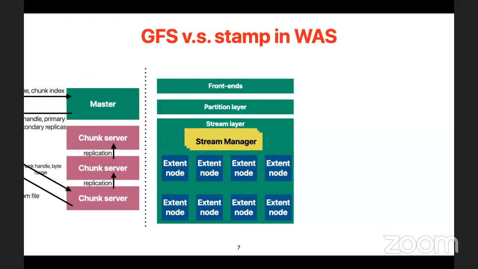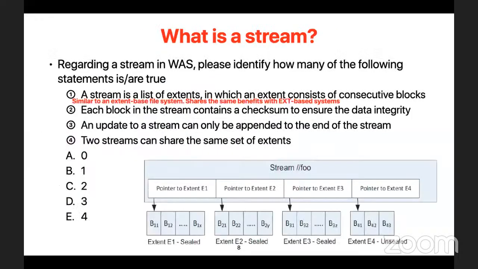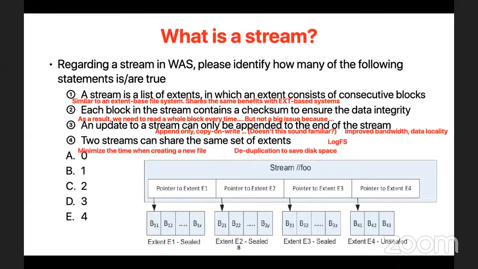Now, in the last lecture, we learned about what a stream is, and everything listed here is true regarding a stream. We said there are a few interesting things about the stream design, such as allowing two streams to share the same set of extents, right? And as we said, cost of storage is important in terms of data center design, because the more data you need to physically store, the more hard disk drives you need to consume, the more money you need to spend, right?